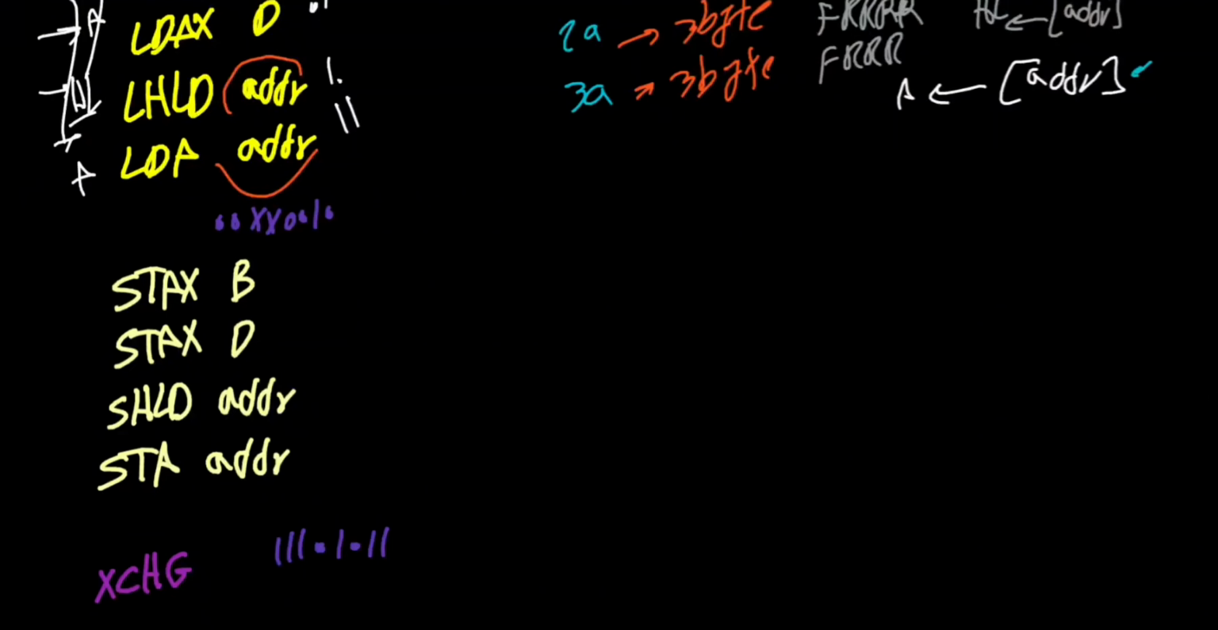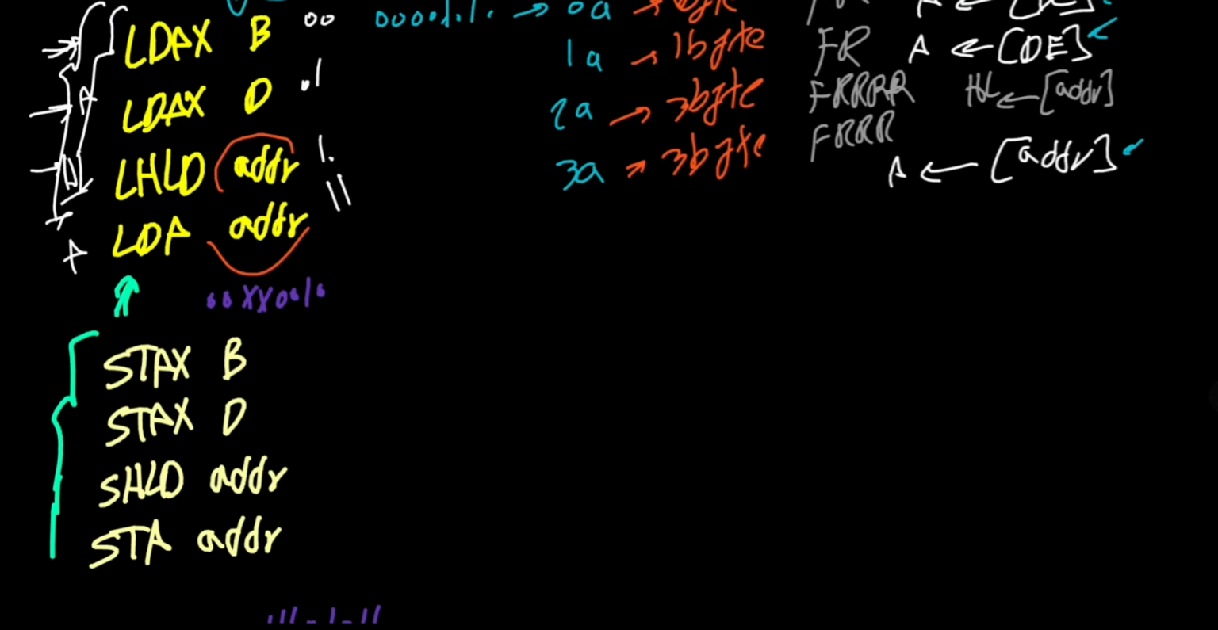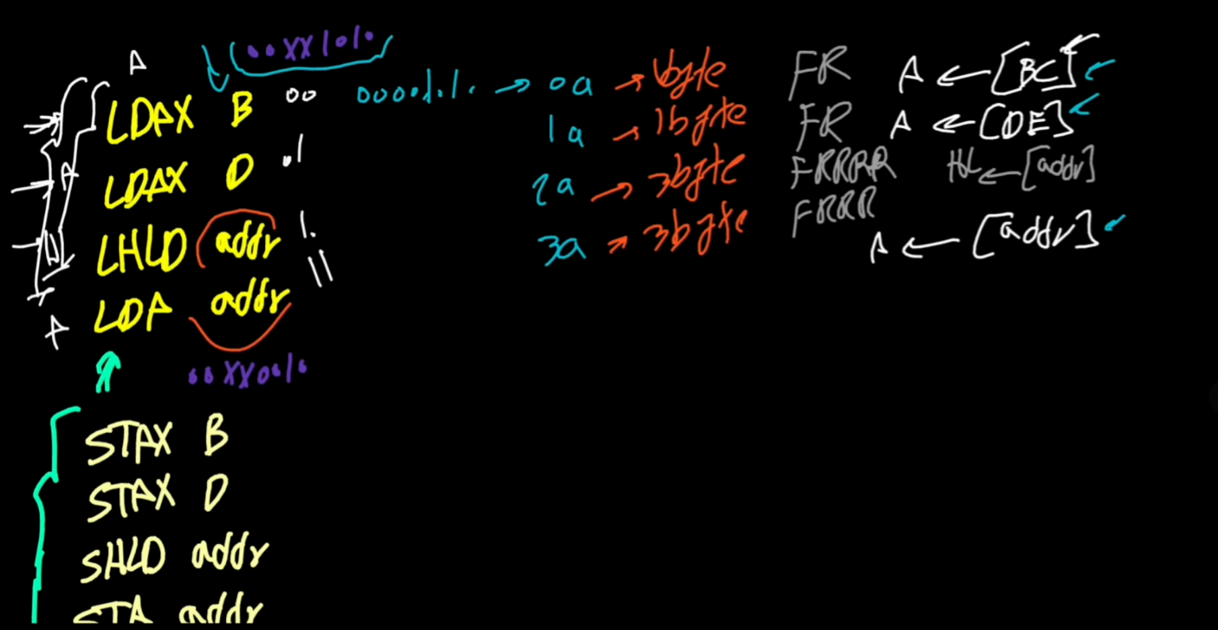Next, we get to these four instructions, which are exactly the opposite of the above instructions, just the source and destination changes. So here STAX B, just change this place. It would be from the A register to a memory cell which BC is pointing to.